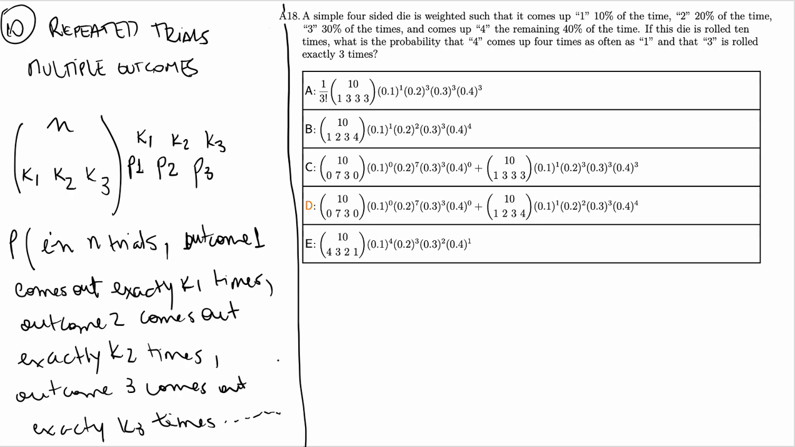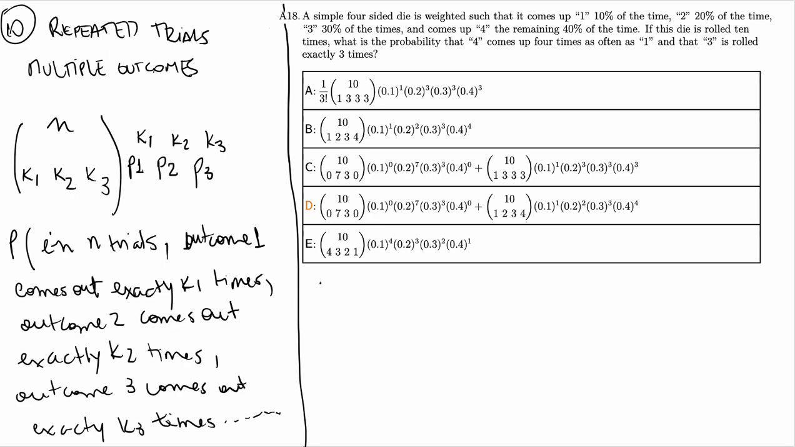If this die is rolled 10 times, what's the probability that 4 comes up 4 times as often as 1, and 3 is rolled exactly 3 times? Okay, so you're reading it. You know the probabilities. You know that this is a repeated trial because you're told that. You're going to repeat this 10 times. Now, what's the question? Let's break up the question.